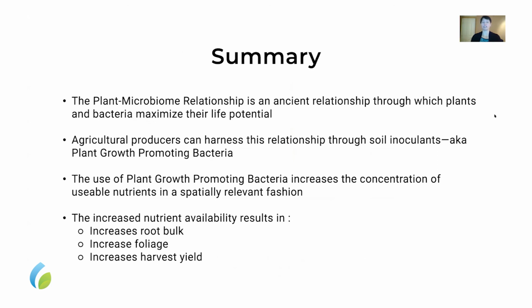So we're not necessarily putting nutrients equally everywhere across a field. We're trying to locate them specifically to be in that adjacent root region known as the rhizosphere, where they're most easily accessed and most useful to the plant. The increased nutrient availability can result in increased root bulk, increased foliage, and together we would expect that those things produce an increased yield to the agriculture producer.